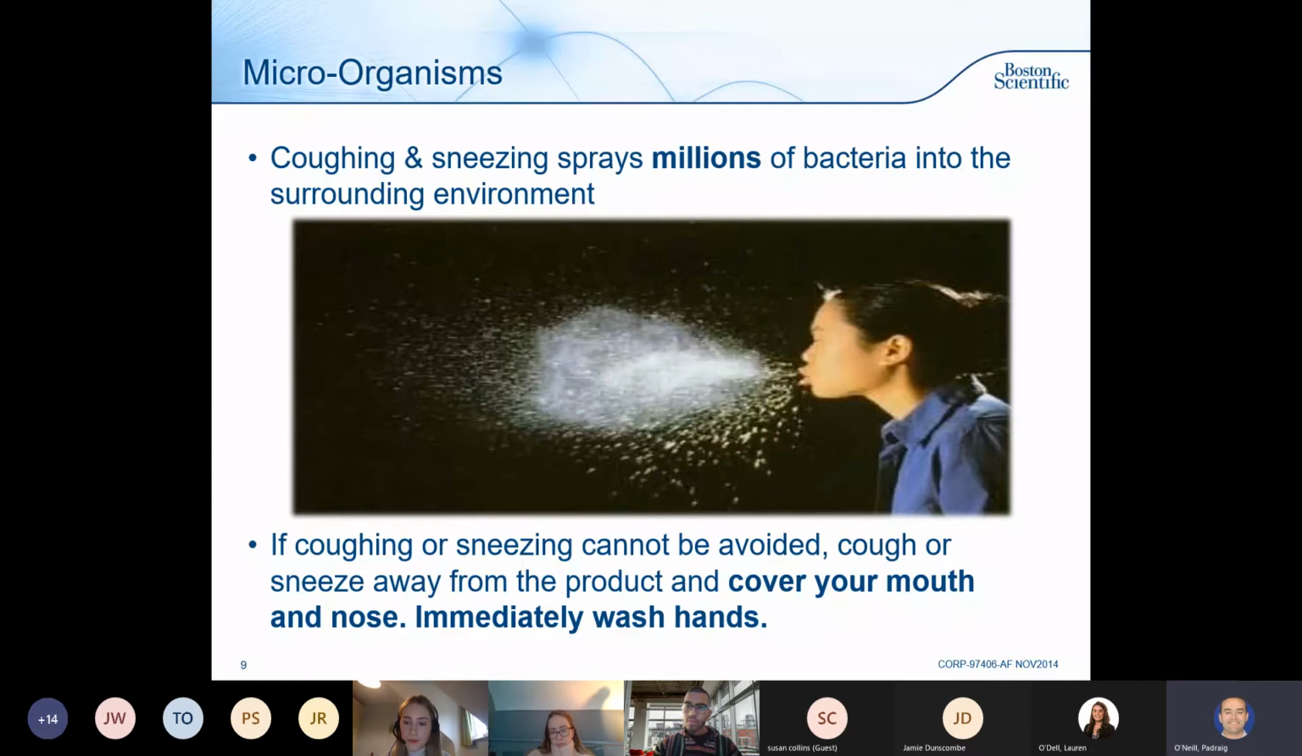It's a lovely picture of a sneeze in action. So if you cough or sneeze and it cannot be avoided, cough or sneeze away from the product, cover your mouth and nose and immediately wash your hands. At the moment, we're very much mask wearing on site and in the clean rooms, so we have a bit more control now in regards to coughing and sneezing.